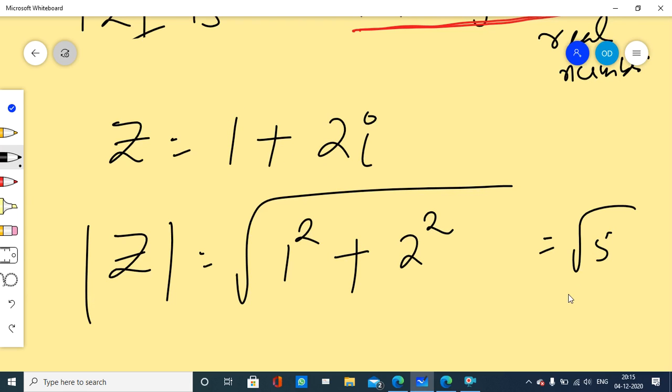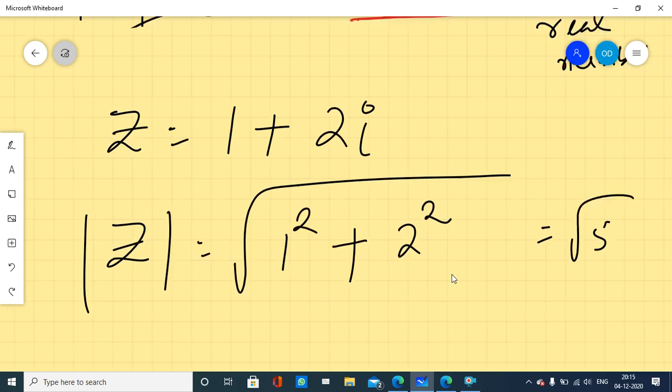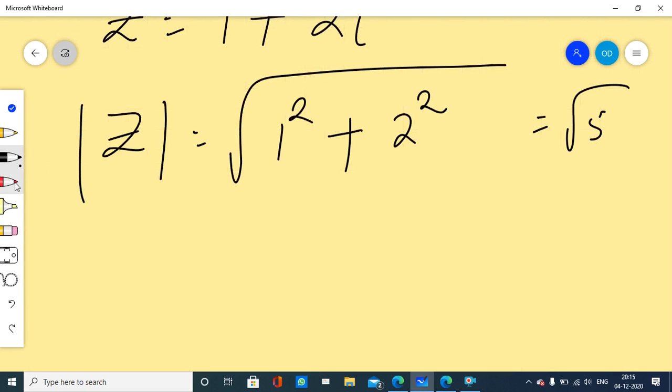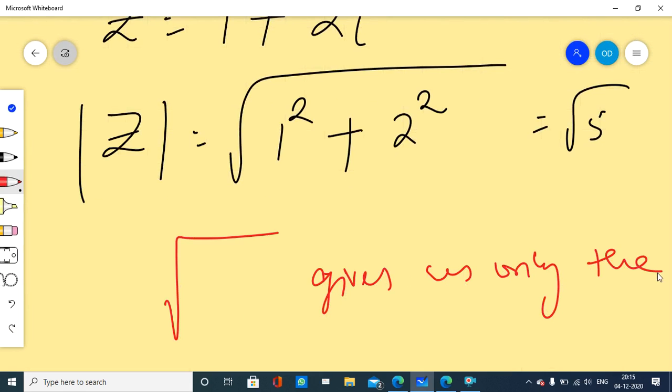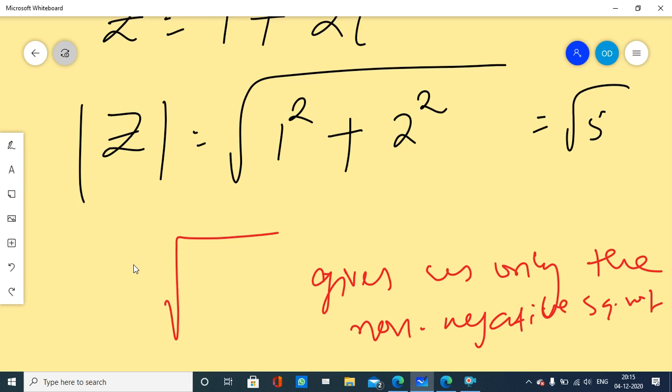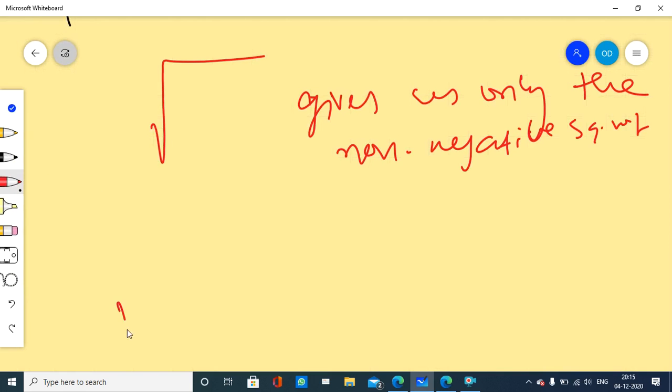Yes, sir. Now guys, remember I told you that this symbol gives us only the non-negative square root. That is to say, suppose I want to find the value of this. Well, 4 has 2 square roots. We know that 4 has 2 square roots. One of them is 2, the other one is -2. Square of 2 is 4, square of -2 is 4.